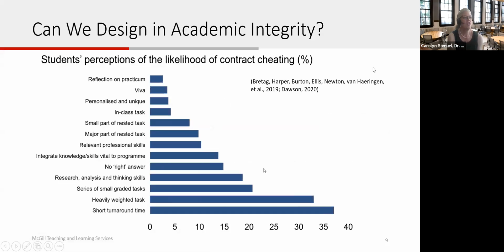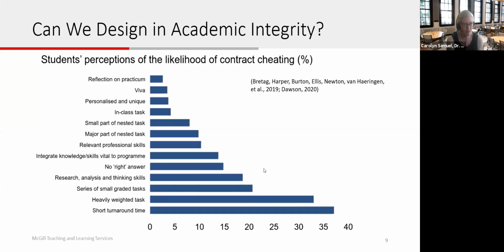We wanted to share this slide with the question, can we design in academic integrity? This graph comes from a study that was done in Australia with students from 8 different universities, and they were interested in students' perceptions of the likelihood of contract cheating. In this case, contract cheating was defined as students purchasing assignments from a third party or getting assignments from anybody.